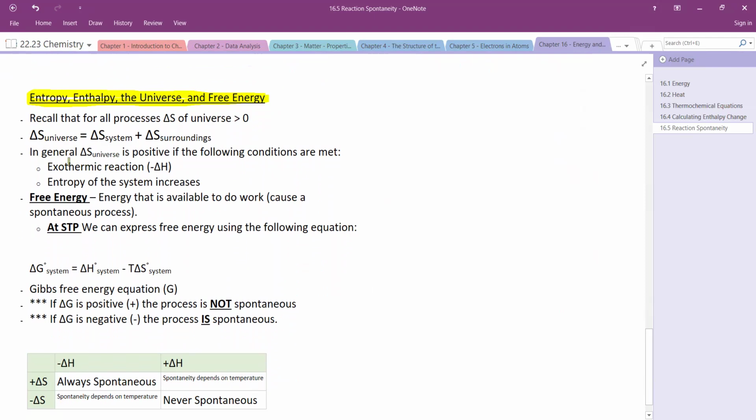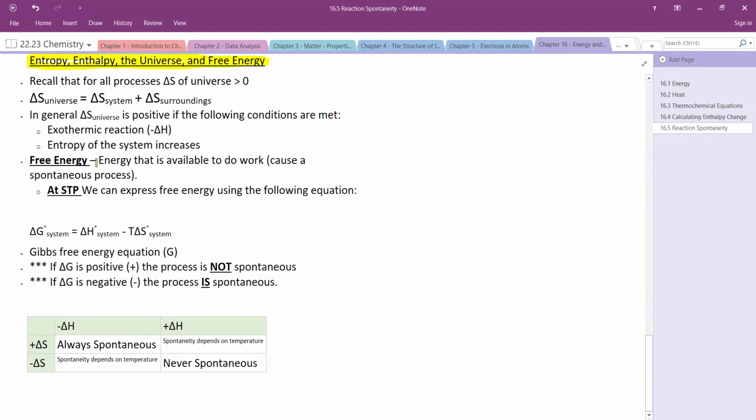I wrote here, in general, the delta S of the universe is positive if the following conditions are met. For an exothermic reaction or for an entropy increase, okay? So again, if we have an exothermic reaction or an entropy increase, then we will have a delta S of the universe be positive. It will increase our disorder in our system, our entropy.